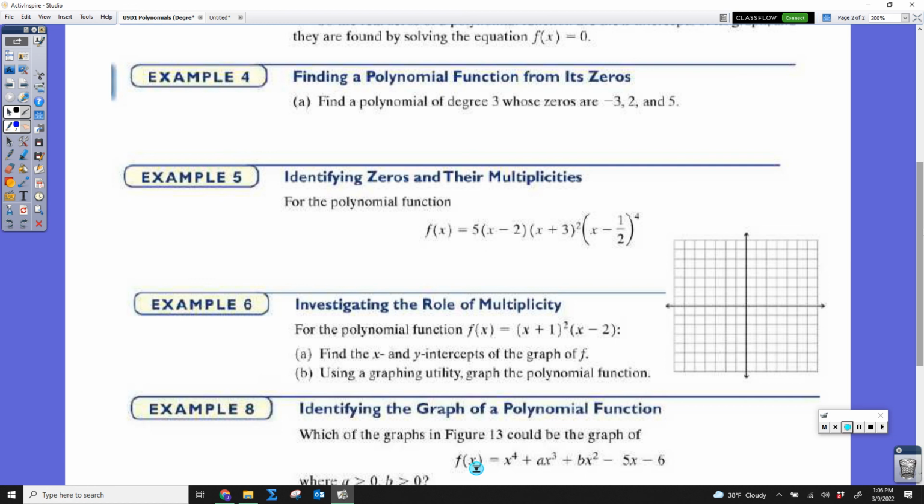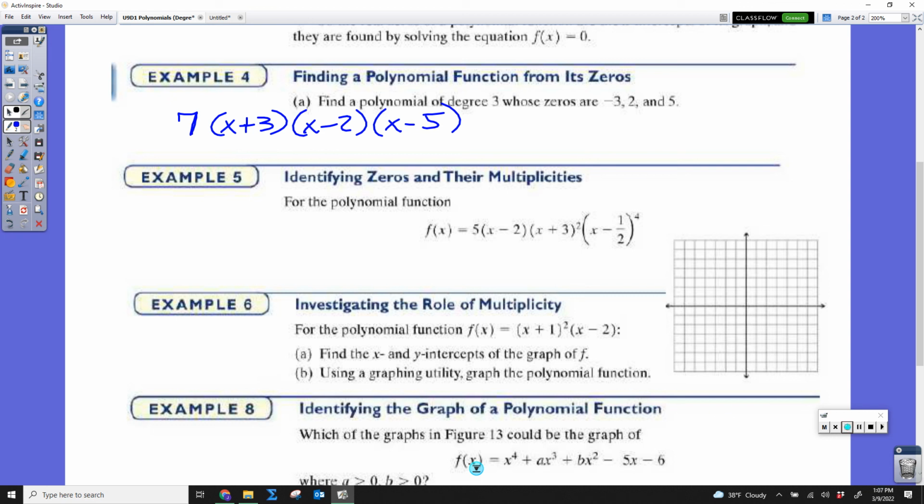So it says a degree of 3, and it gives us our exact zeros here. If I was trying to find a polynomial function, what would I say? y equals x plus 3 times x minus 2 times x minus 5. All right, so x plus 3, x minus 2, and x minus 5. Correct? What if I did this? Would that still be a polynomial of degree 3 with those zeros?